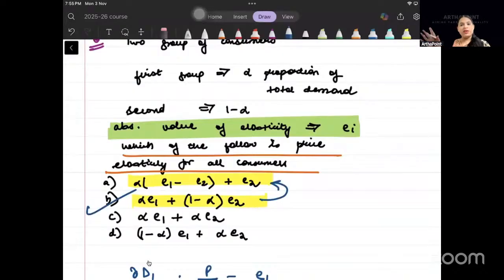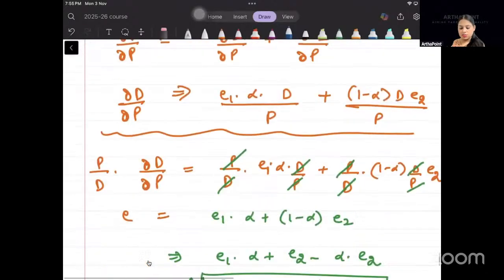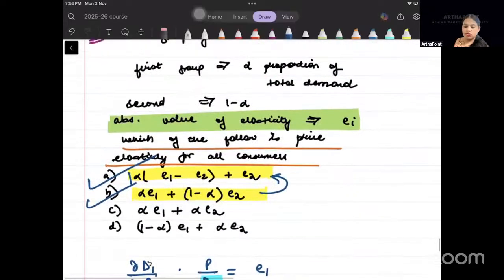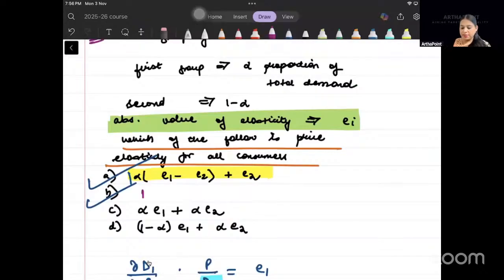So please don't be in a hurry. There is no competition here. We have to give the right answer. A and B are equivalent, right? So both are correct. And in the exam, sometimes this may not even be part of the options. They may have given you (1 minus alpha) E1 minus E2 plus E2. So please solve.